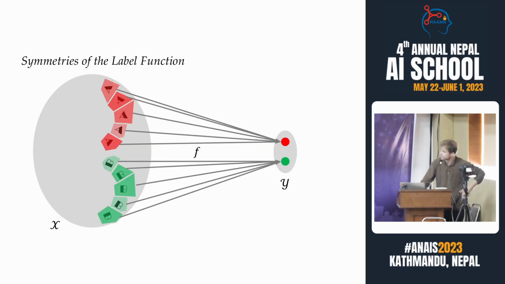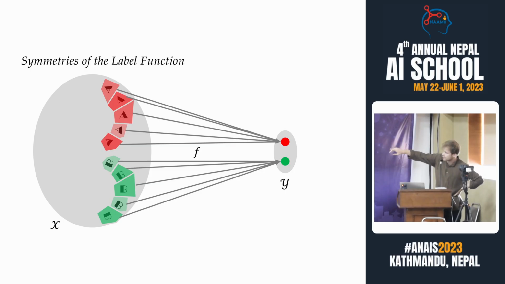Another example can be seen here, with letters. Our data set here is, again, two classes, images of letters. We denote this data set by X, okay? And then we want to learn a label function F, which maps into Y. There are two classes, the red class and the green class.